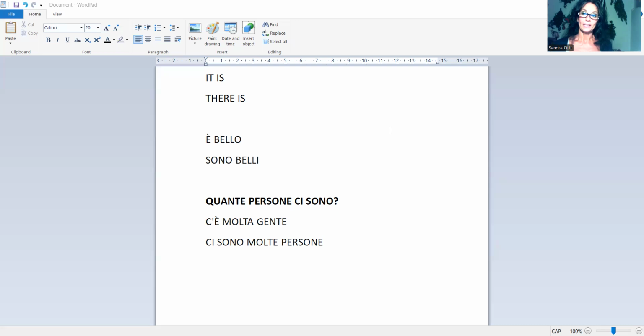And I've put there the plural as well. So if we want to say they are beautiful, so the plural of it is beautiful, they are beautiful, we're talking about objects.